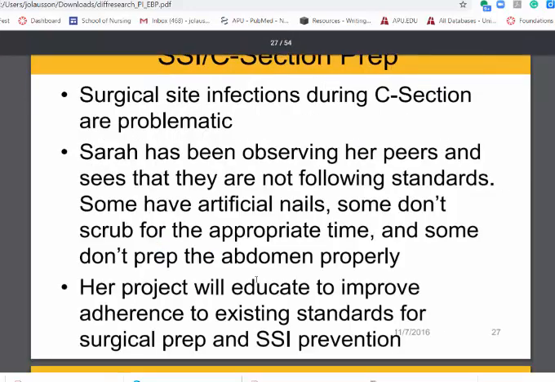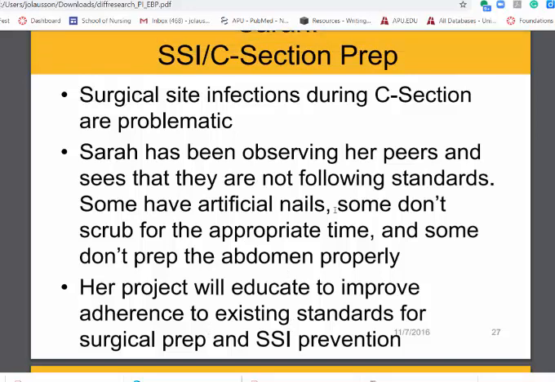Okay, here's another one about surgical site infections during C-sections. Sarah has seen her peers and sees they are not following standards. Some have artificial nails, some don't scrub for the appropriate time, and some don't prep the abdomen properly. She wants to bring in a project that will educate to improve adherence to existing standards for surgical prep and surgical site infection prevention. So here really it seems like this facility already has these standards in place, but they are not being met. So this would be a PI project, performance improvement. So there's already existing standards. That means we're not generating new knowledge. They are not following standards that they have in place at their facility, so that's going to be a PI project.